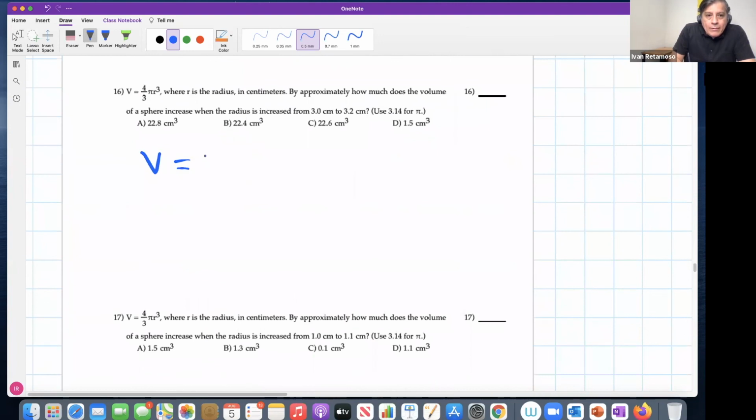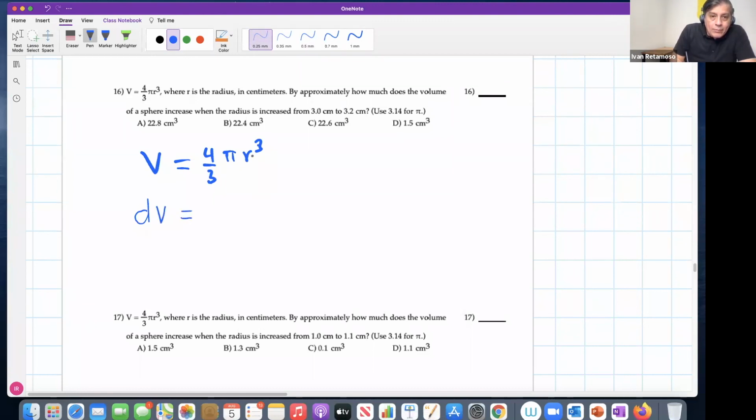Volume equals 4/3 pi r cubed. This is my volume, and the formula is given there. Now, where r is the radius in centimeters, by approximately how much does the volume of a sphere increase when the radius is increased from 3.0 to 3.2? Use 3.14 for pi.